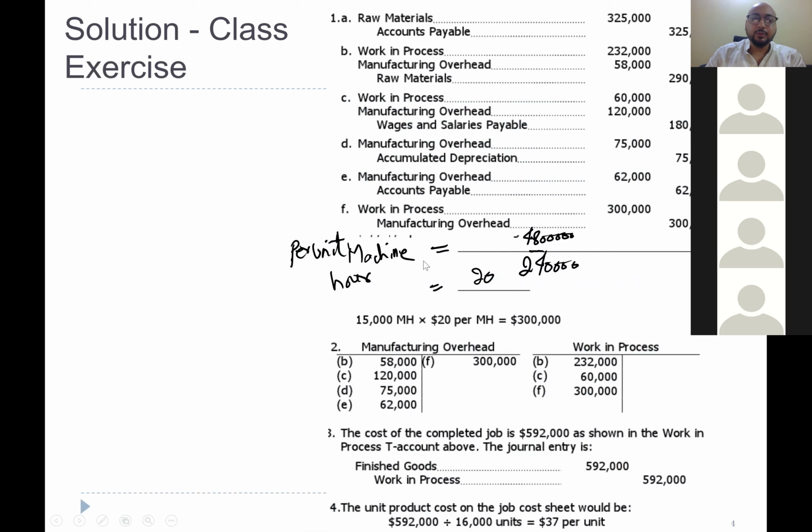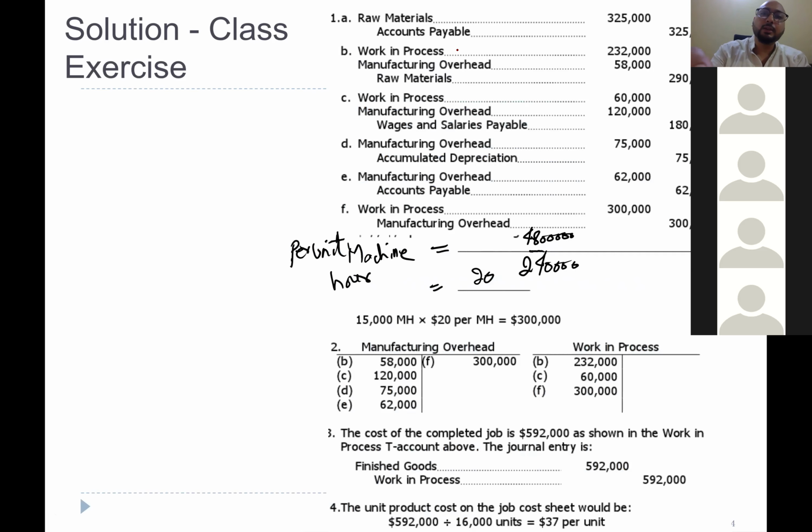So the next part is you need to close the work in progress into the finished goods. Entry would be finished goods to work in progress. But what is the amount here? In order to find the amount, you draw the T account of work in progress and find out where the work in progress is here.